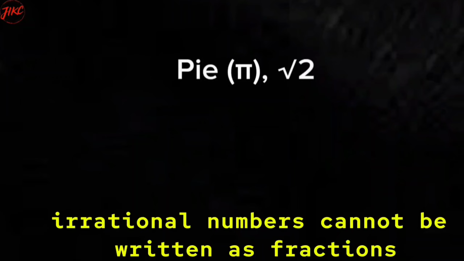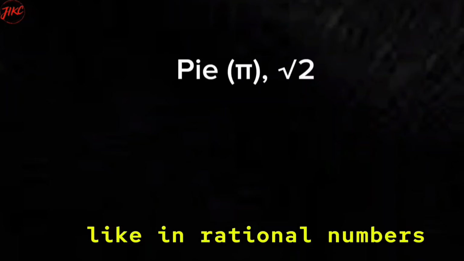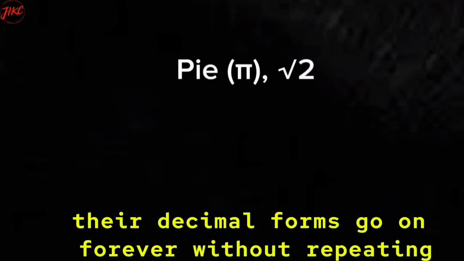Irrational numbers. Irrational numbers cannot be written as fractions like rational numbers. Their decimal forms go on forever without repeating.